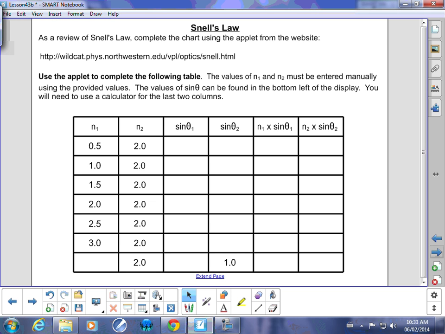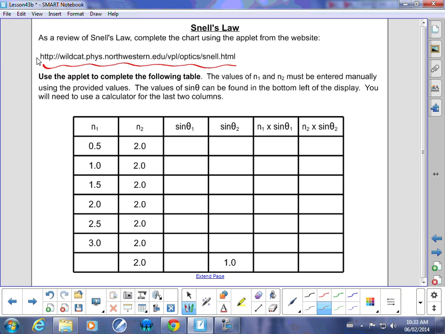So the final part here is a quick investigation. I have this on my website, this website address. And what you need to do is go through it, and it'll help you fill in the chart here. If you remember Snell's law from grade 10, then you can just go through and enter it. If you need a review, though, the applet is very good.